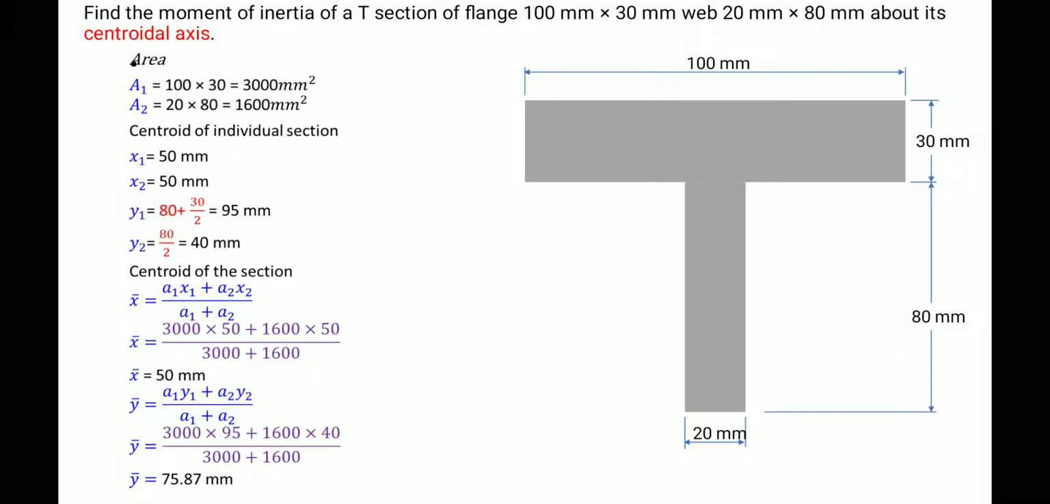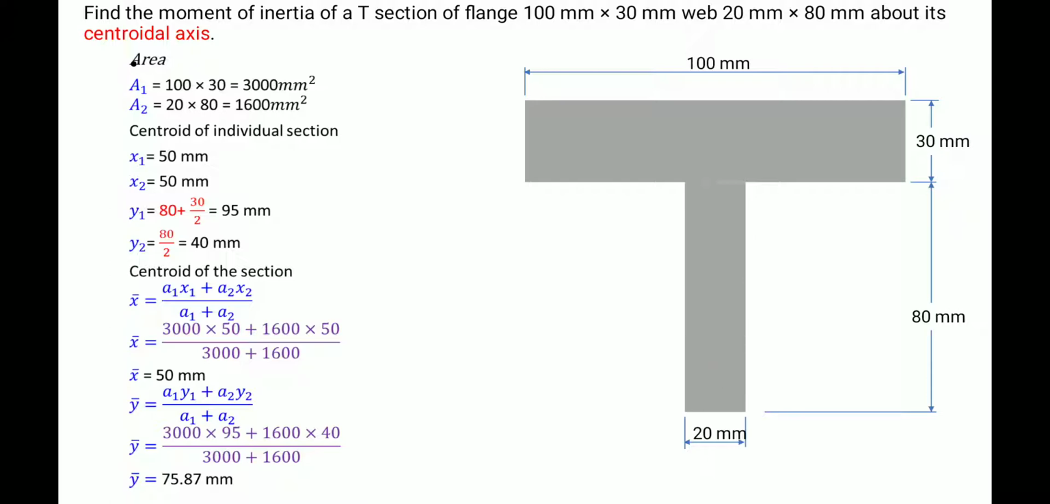Okay, T section as it is given in the question. A T-shaped structure is there. So we need to find the moment of inertia about its centroidal axis. Regarding the T section, it has two parts: one is web and another one is flange. Flange means this upper part, and web means this middle part.